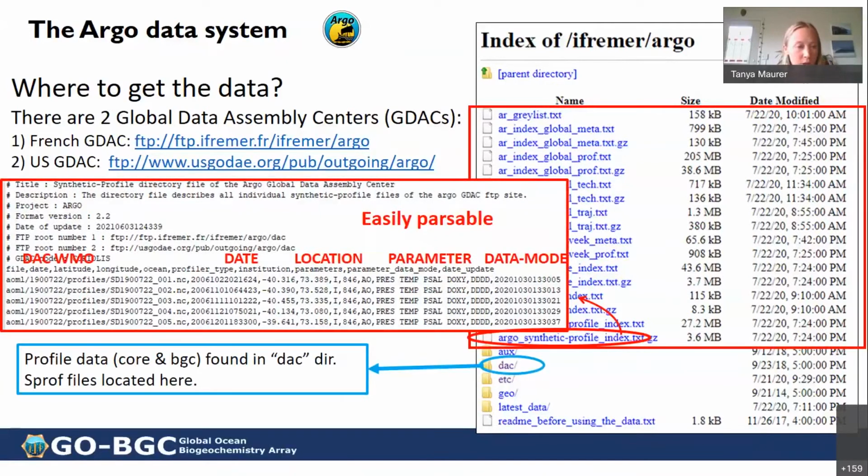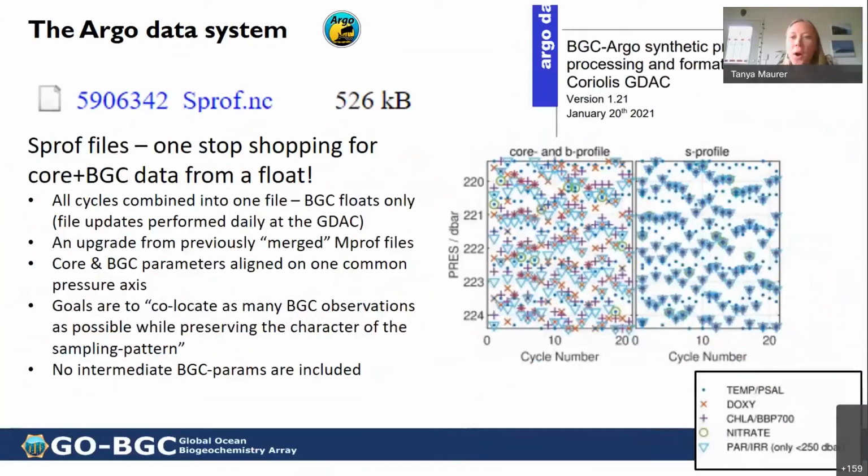And then the DAC directory further down here is where you'll actually find the SPROF files and the data that you're interested in. So what are these SPROF files, and why should you be using them? They are a one-stop shop for core and BGC data from a float. All cycles are combined into one file, so a single file for the entire lifetime of the float.